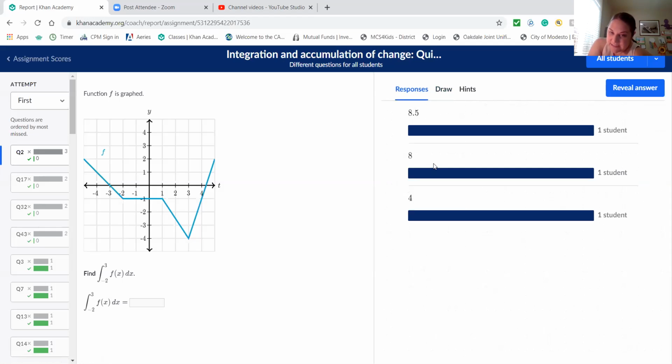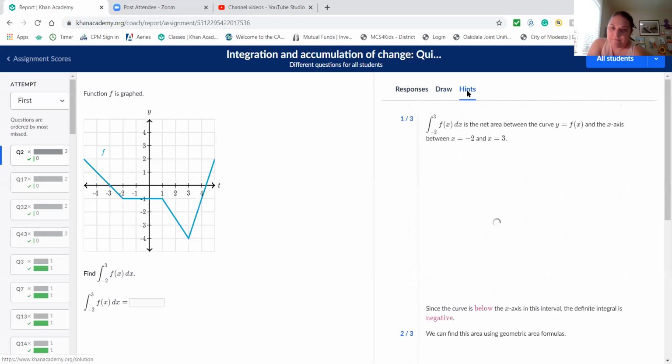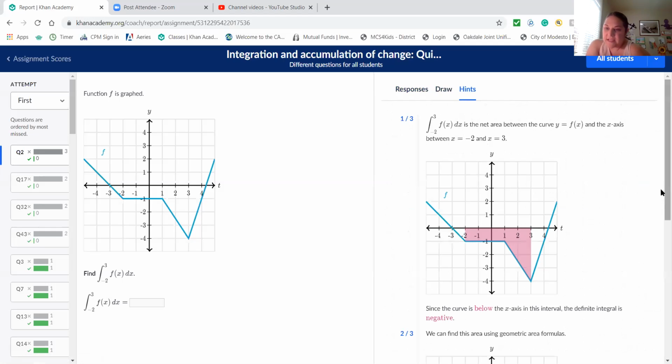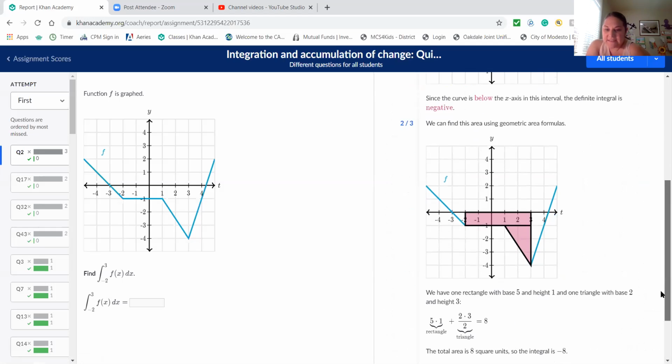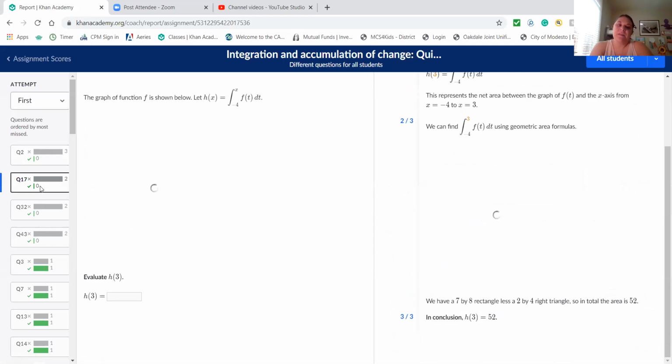Now, one student did say 8, and so the only thing that was off about that is that it's -8. Again, take a look at these hints. That is the first question that was missed by 3 students on the first attempt.